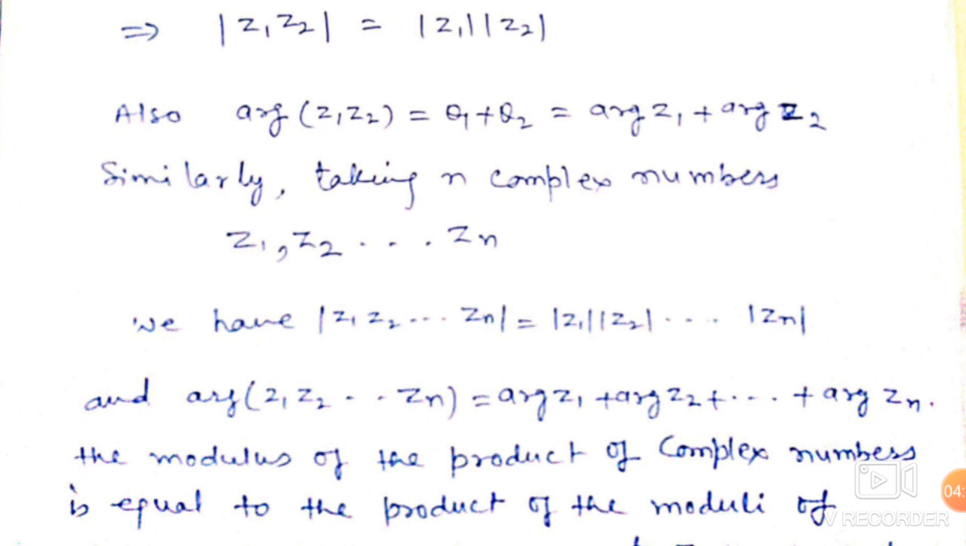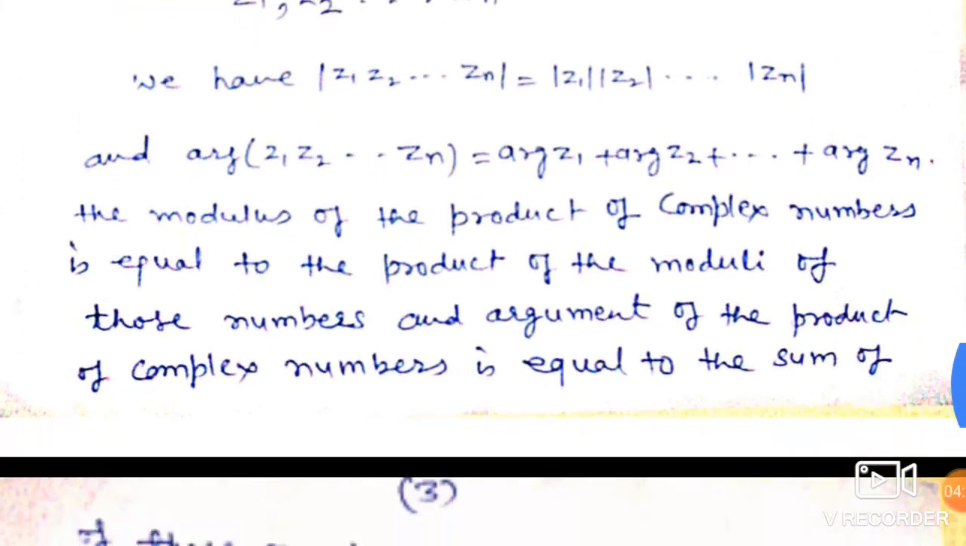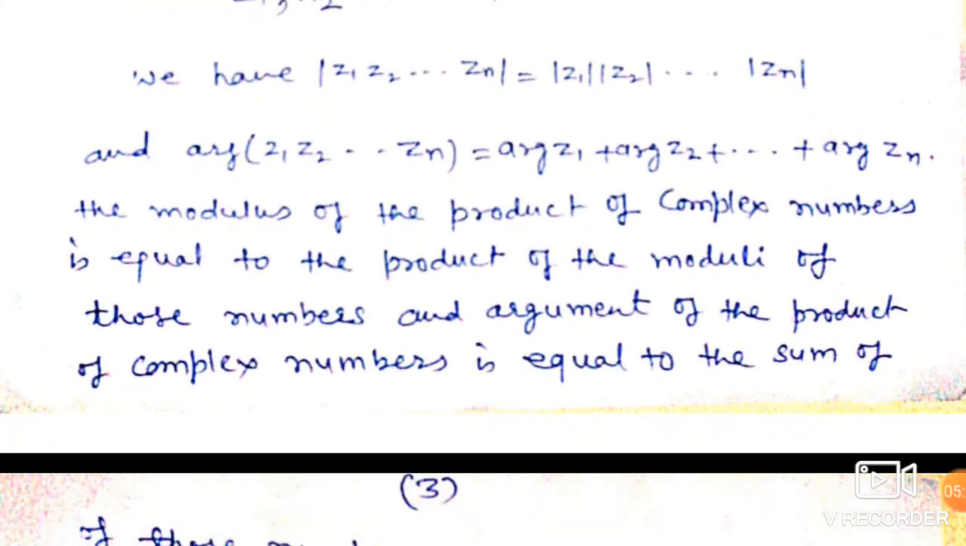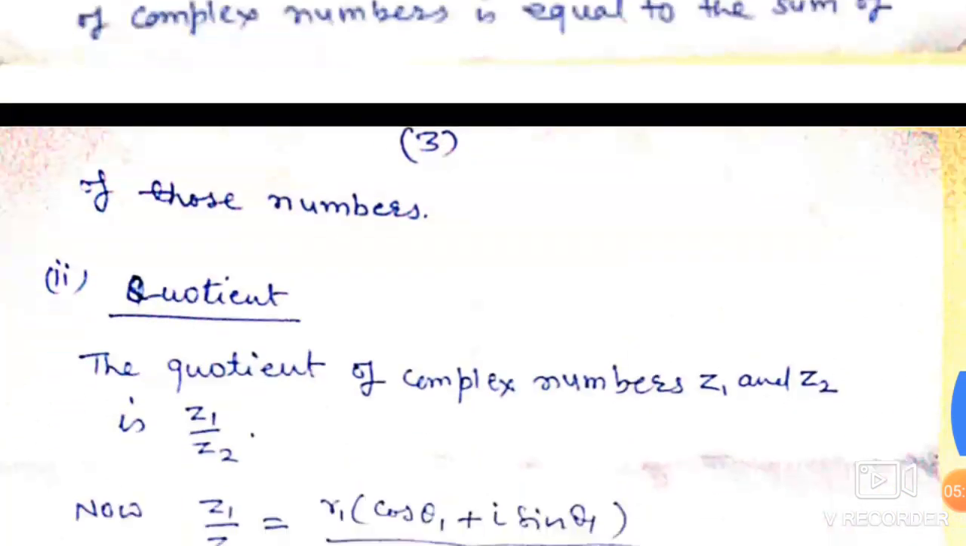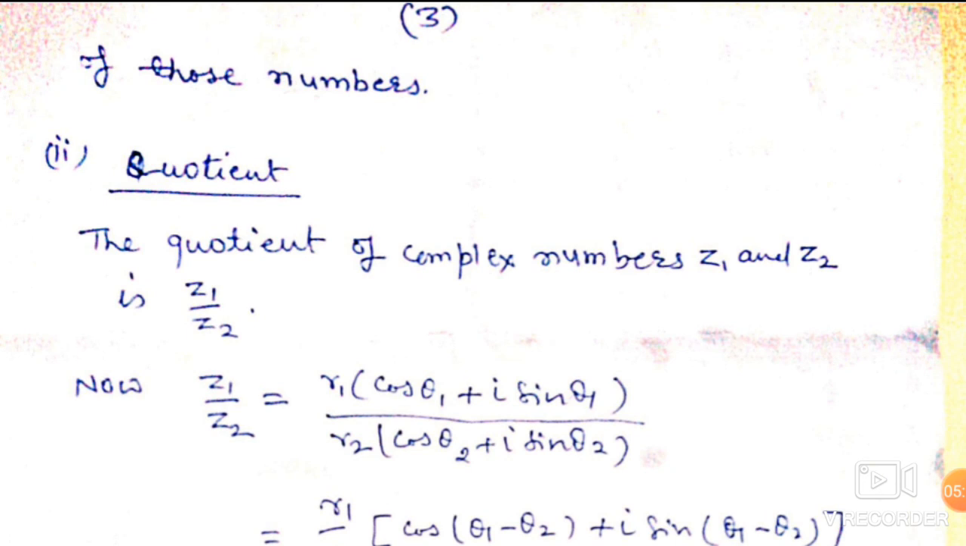The modulus of the product of complex numbers is equal to the product of the moduli of those numbers, and argument of the product of complex numbers is equal to the sum of the arguments of those numbers. This is the product of the complex number.